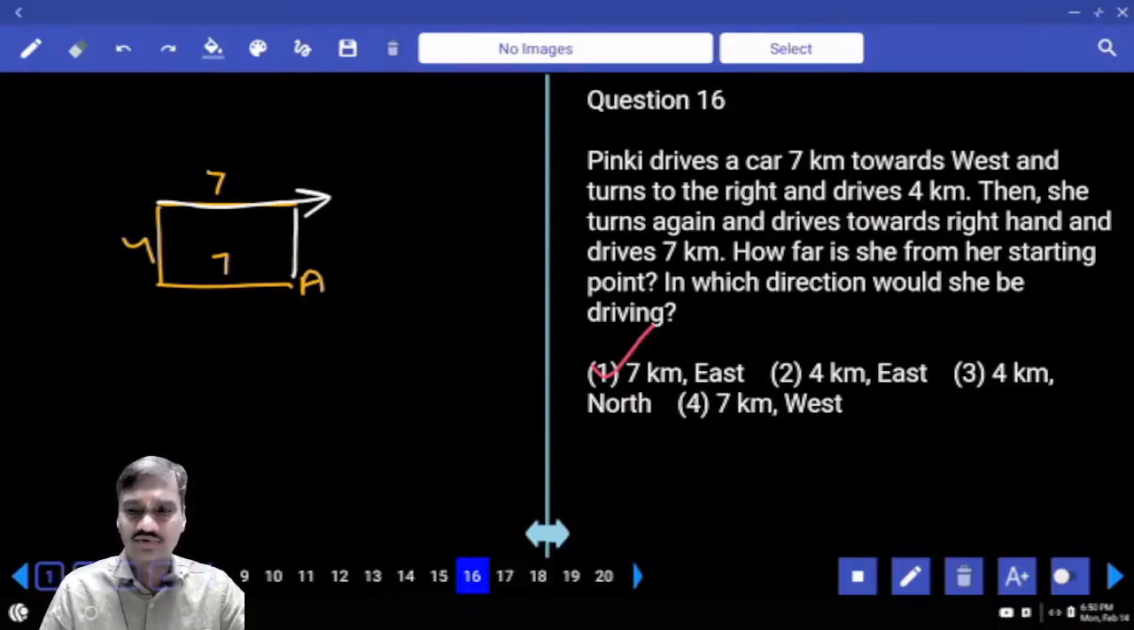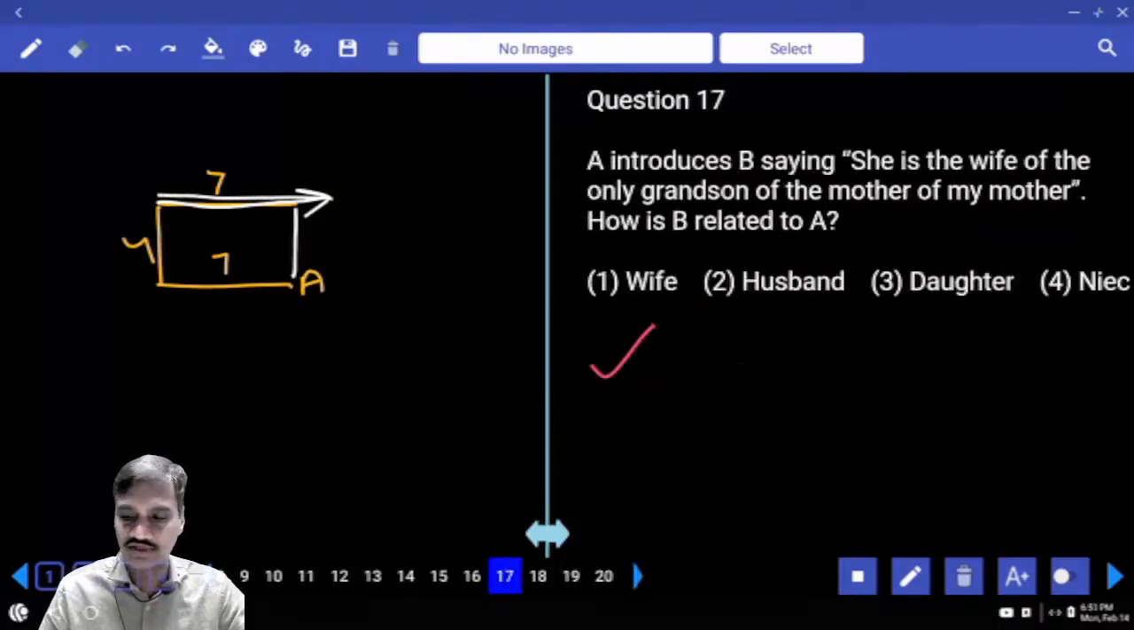How far is she from the starting point? In which direction would she be driving? She is driving just in the east. Now she is driving towards east. Then next one, question number 17.